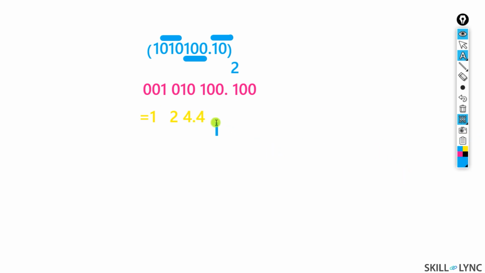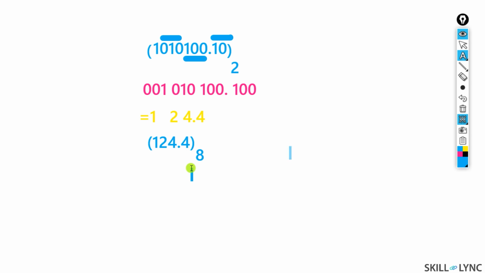Because I am using the 8421 rule, it is very easy for me to encode it. You can easily use this rule. So the answer will be 124.4. Now as a subscript you have to write the value 8. Why is 8 written over here? Because our destination is the octal number system.